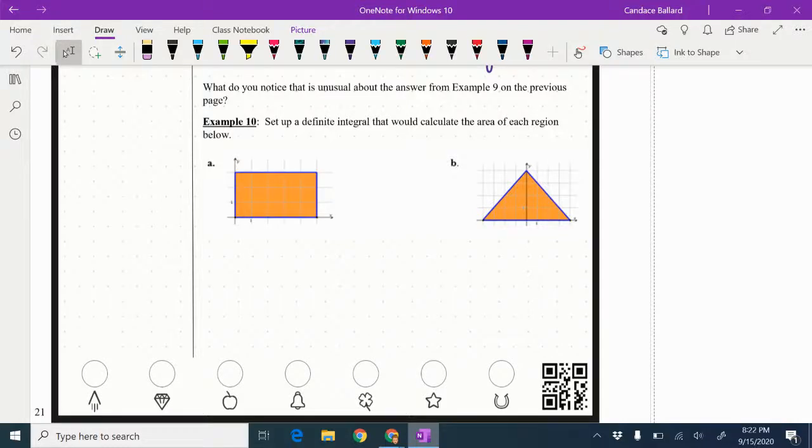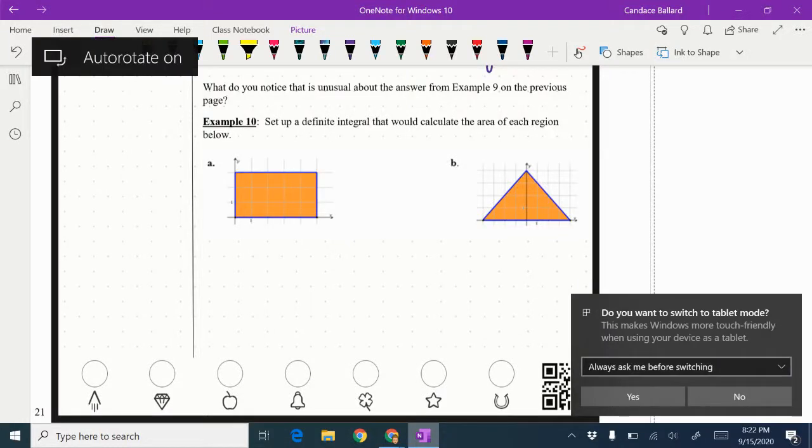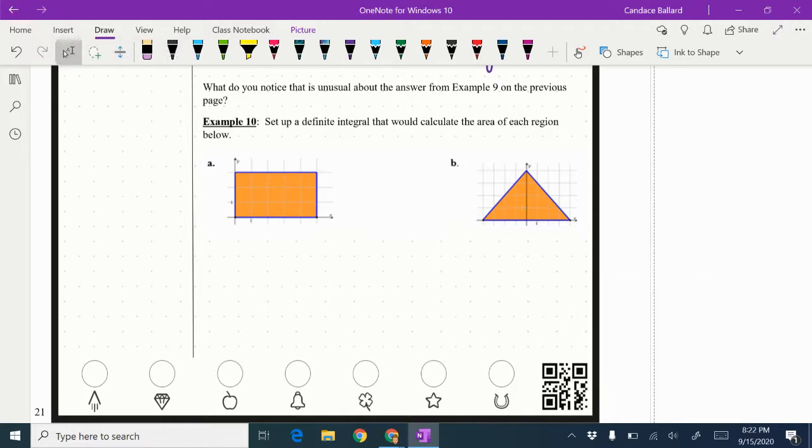All right, in example 10, we're going to set up the definite integral that would calculate the area of each region below. So I'm setting up my actual definite integral. The first thing I'm going to do is draw my integral symbol, and then I'm going to find my lower bound and my upper bound.